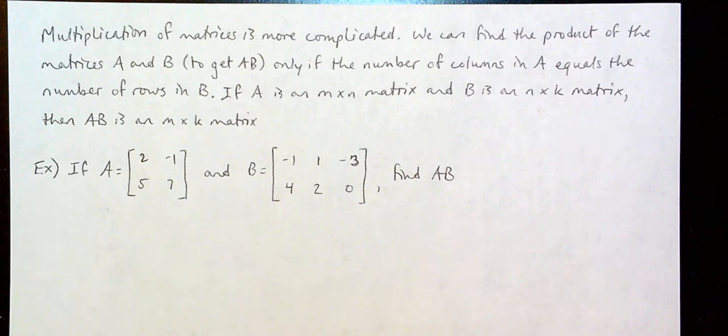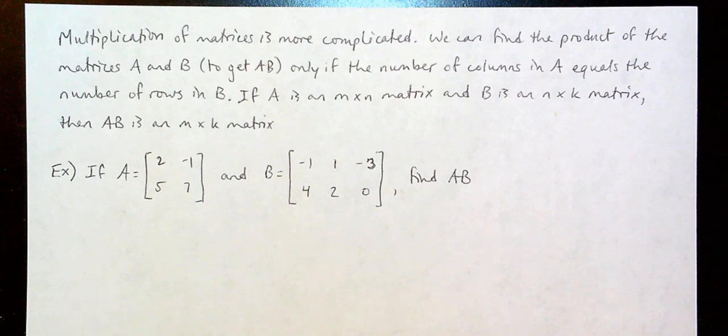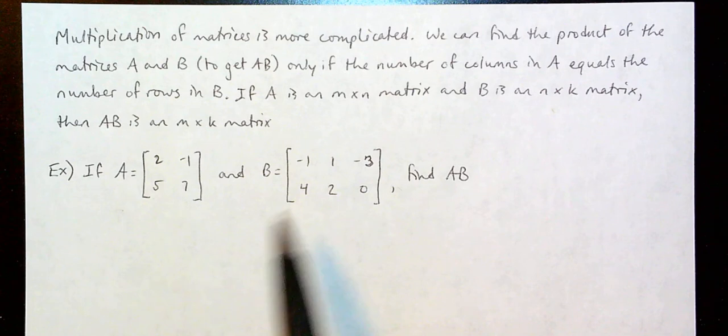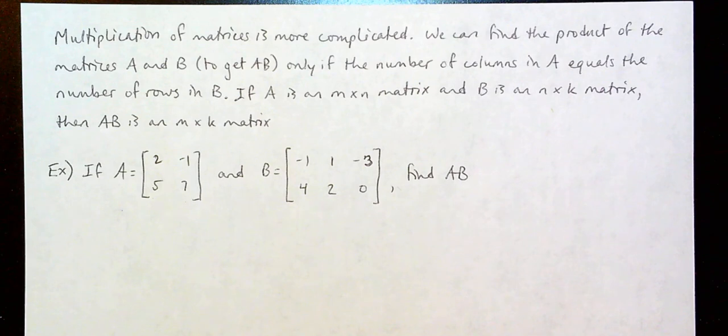So we're going to do a couple samples here. We're going to see how we multiply matrices. This is a lot easier to show as we do sample problems. I'm not necessarily going to write out a method or a process for this, so pay close focus to what I say. So here I have two matrices, A: 2, -1, 5, and 7, B: -1, 1, -3, 4, 2, 0. I want to find this product matrix A times B.